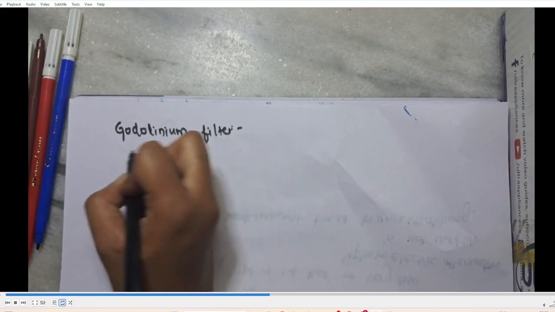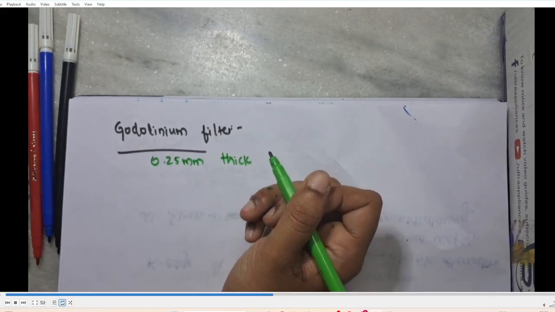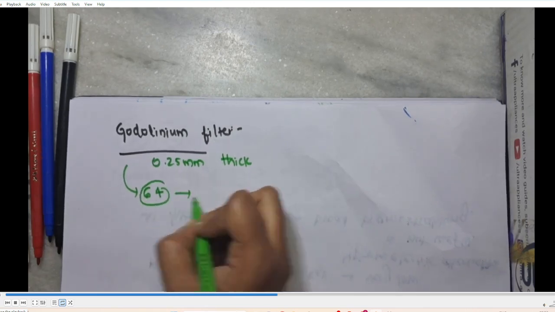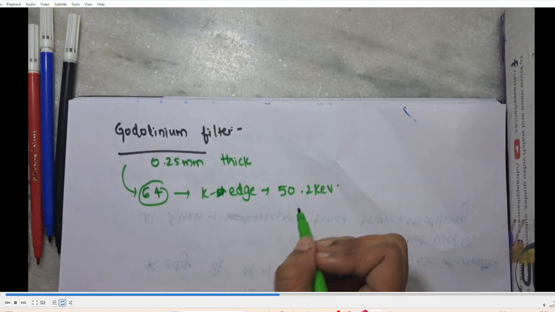So let us now draw a graph. But before that, we will see about the gadolinium filter also. Gadolinium filter is very important. The gadolinium filter is a type of heavy metal filter with thickness of 0.25 millimeters, because it is the most thoroughly studied of many of the heavy metal filters. Notice that the gadolinium filter transmits an increased number of photons from 25 to 50.2 kilo electron volts. We will see this with the help of a diagram.